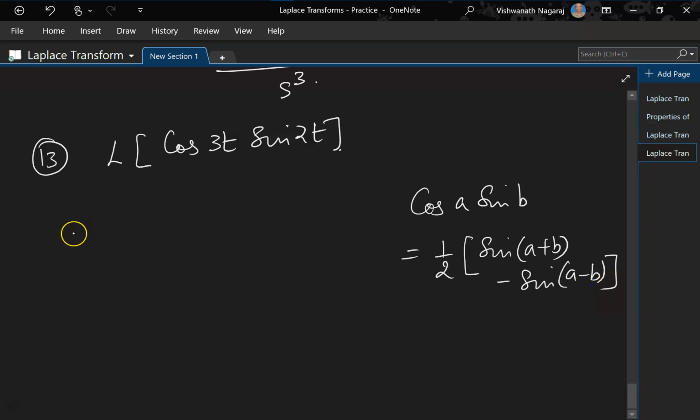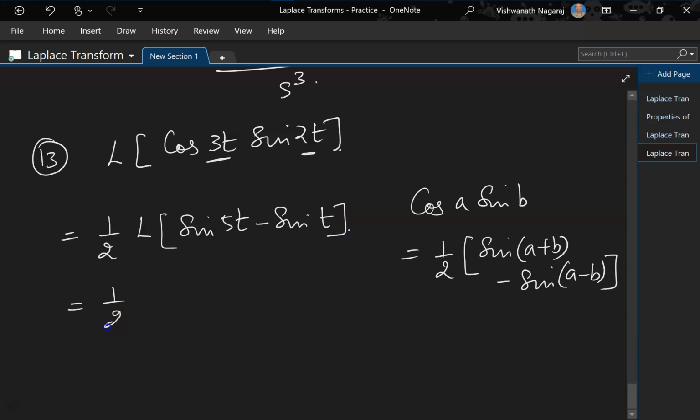Okay, so let's apply this here. What will we get? 1 by 2 Laplace transform of sine A plus B, that is 5t, minus sine A minus B, that is t. So 1 by 2 Laplace transform of sine mt is m by s square plus m square. That is 5 by s square plus 5 square, 25, minus, again here m is 1, so 1 by s square plus 1 square, that is 1.